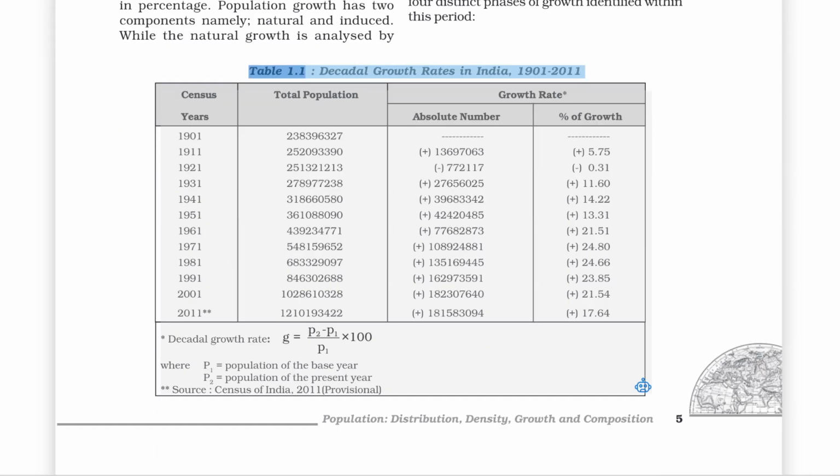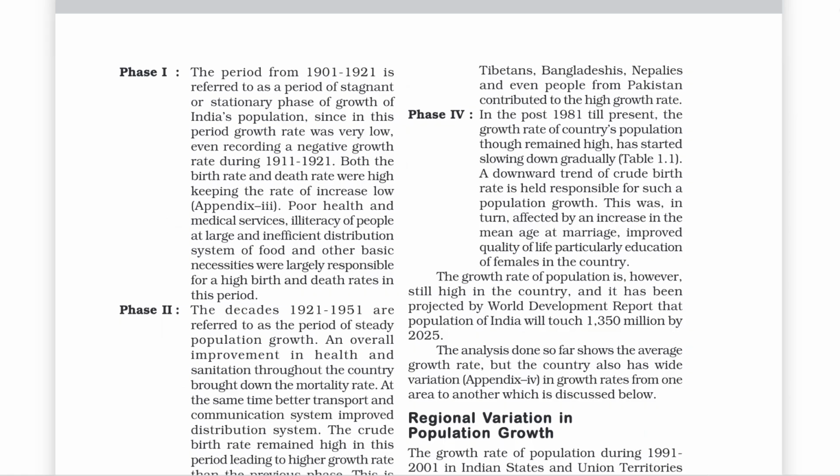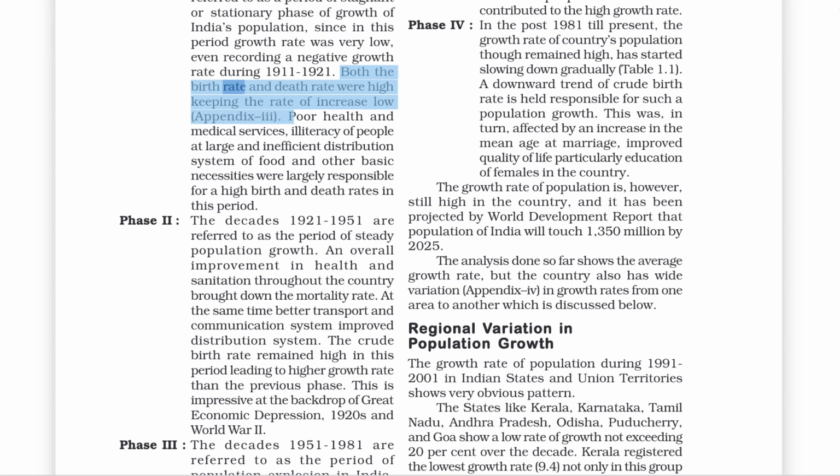Table 1.1, Decadal growth rates in India, 1901 to 2011. Figure 1.3, India, growth of population. Population, distribution, density, growth and composition. Phase 1, the period from 1901 to 1921 is referred to as a period of stagnant or stationary phase of growth of India's population, since in this period growth rate was very low, even recording a negative growth rate during 1911 to 1921. Both the birth rate and death rate were high, keeping the rate of increase low.